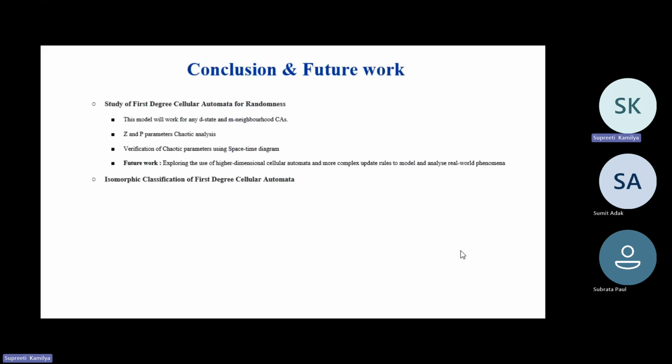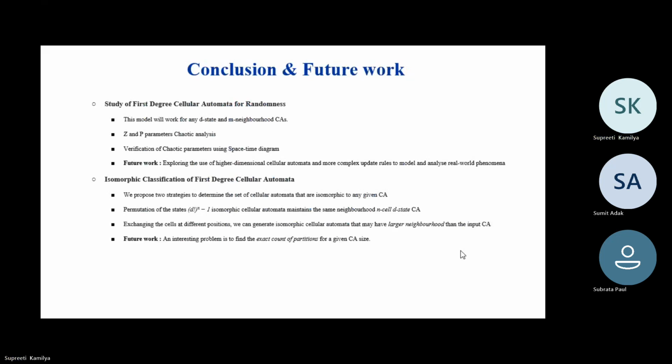So in the second work, isomorphic classification, we found that all permutations of the states will go to d to the power n factorial. Here I think some mistake is there. And our future work would be to find the exact count of the partitions in a given size.